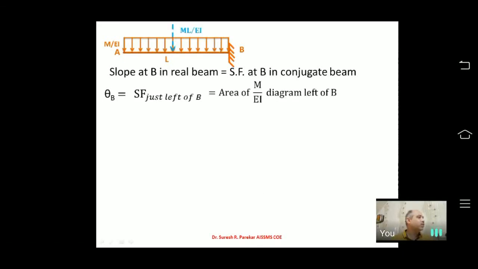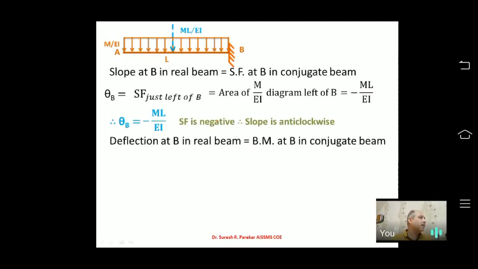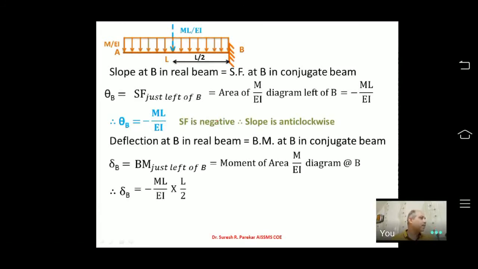And from this we are going to get, you can see, just left shear force. So what will be minus ML upon EI. So theta B is minus ML upon EI. Shear force is negative, slope is anti-clockwise. And then we are going to get this value in this fashion, ML square upon 2EI. That will be my bending moment, and that will give me the deflection at B. So we have problems in this fashion.